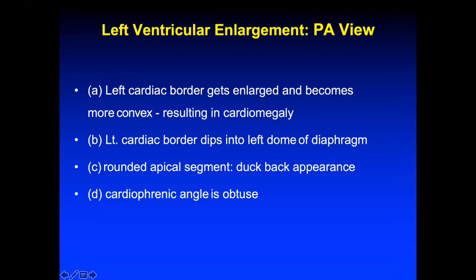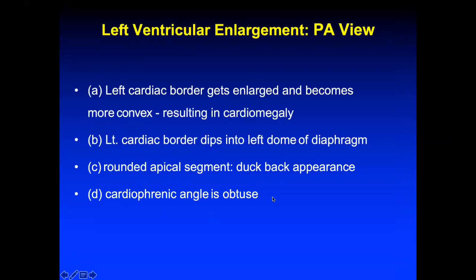So left ventricular enlargement, the criteria are very easy. The left cardiac border gets enlarged, and normally the left enlargement is always, as we have been taught even from MBBS times, down and out. So down and below, the left cardiac border gets enlarged and becomes more convex. It results in cardiomegaly. The left cardiac border dips into the left dome of the diaphragm, so it goes below. It appears as a rounded segment, a duck-back appearance.